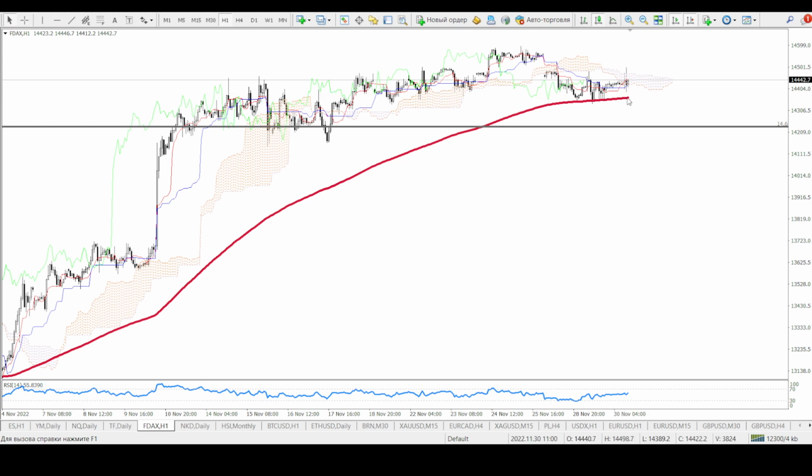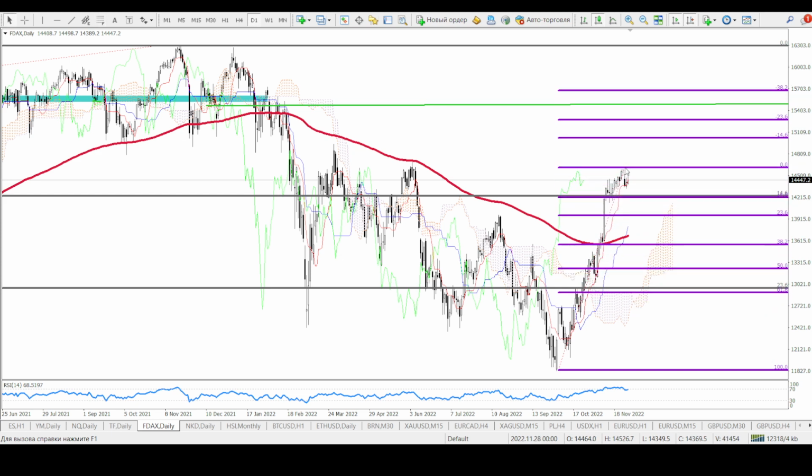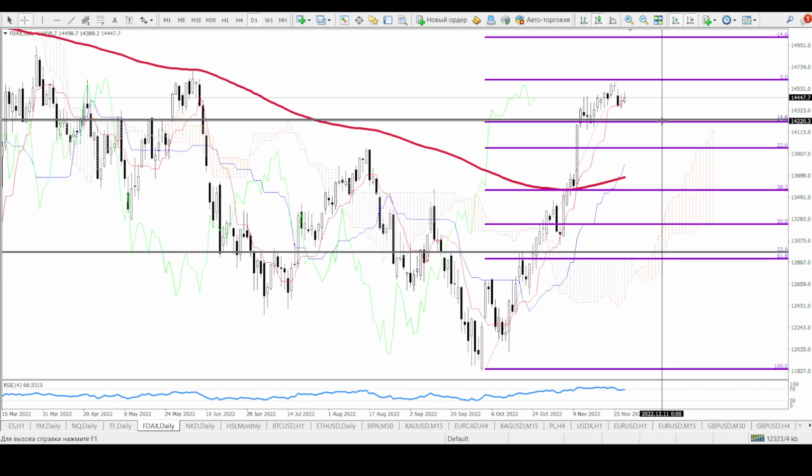14,380. After they break this level of support, I'm going to go down to sell DAX, and my target will go down to 14,220, and after that 13,960. I wish you profits.